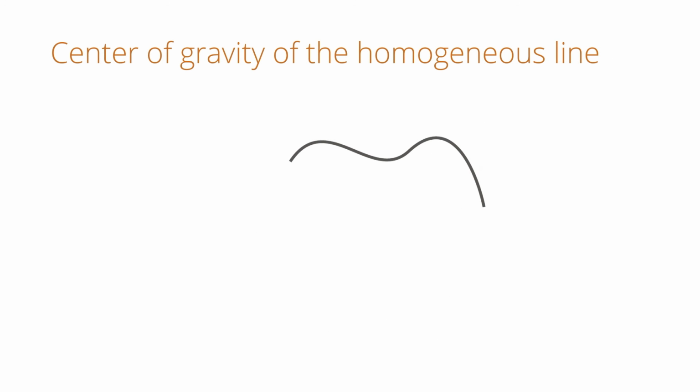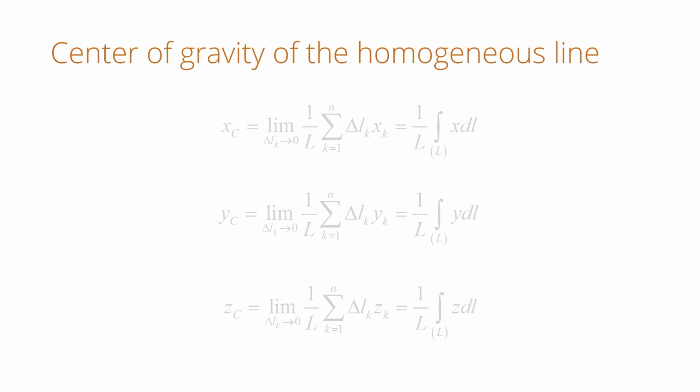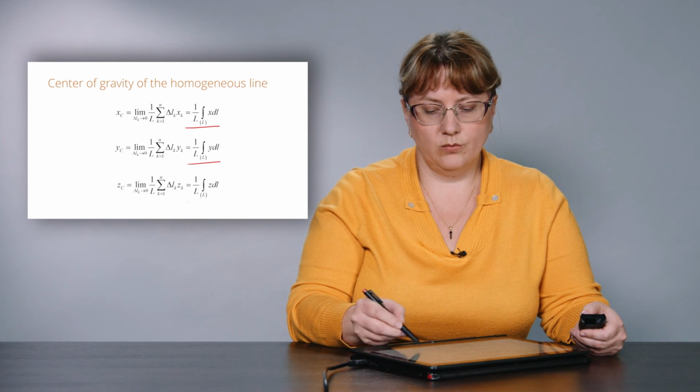In the case of a homogeneous line, by dividing this line into elementary particles, the center of gravity of the homogeneous line is to be determined by curvilinear integrals over the line.